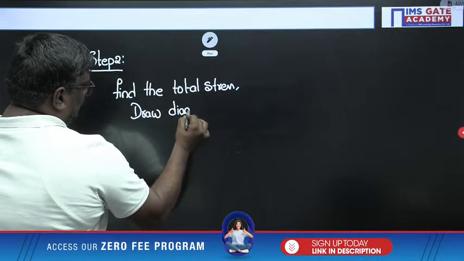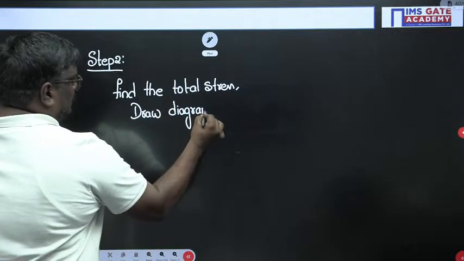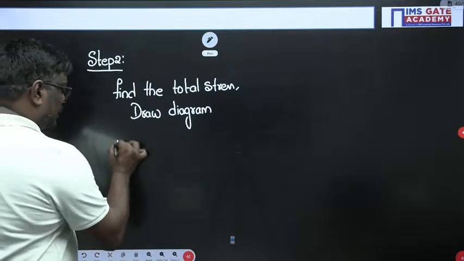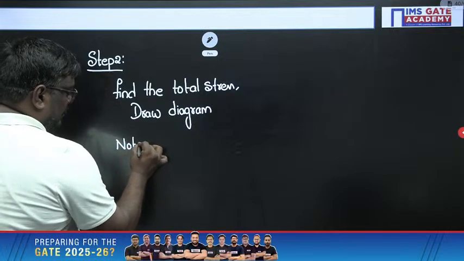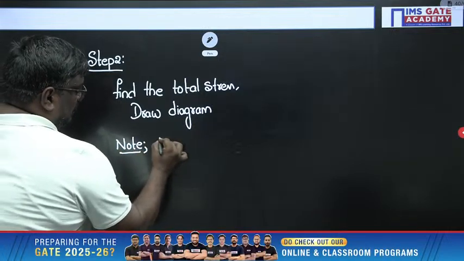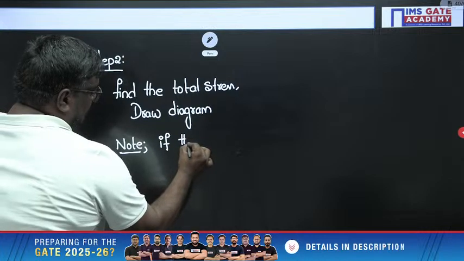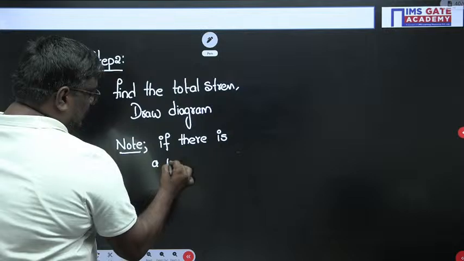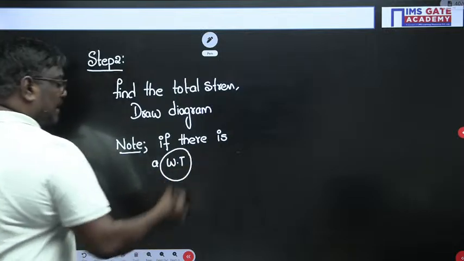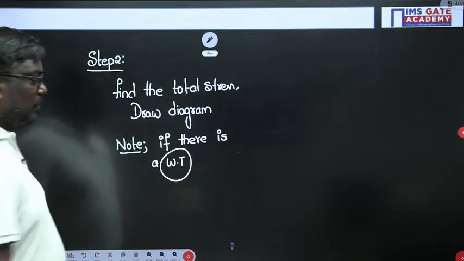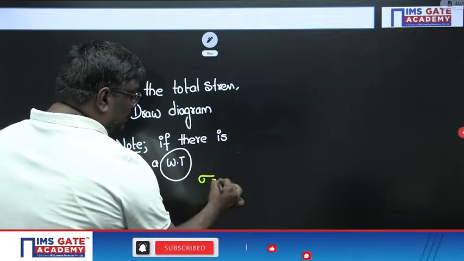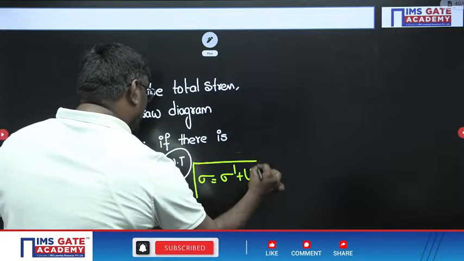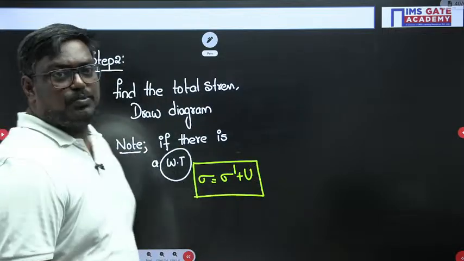Now here I will tell you one very important note. If there is a water table, or pore water pressure, this is mandatory: total stress should be written as effective stress plus pore water pressure. Why should total stress be written as effective stress plus pore water pressure?